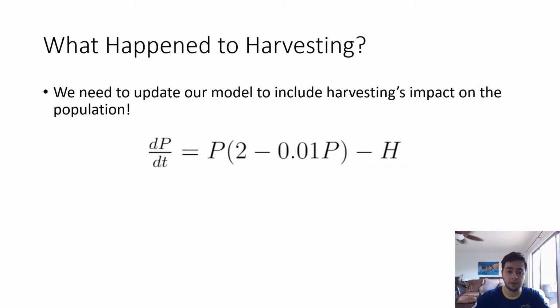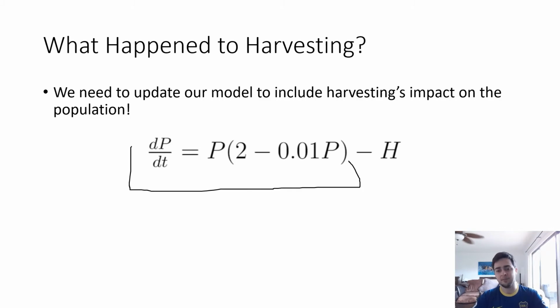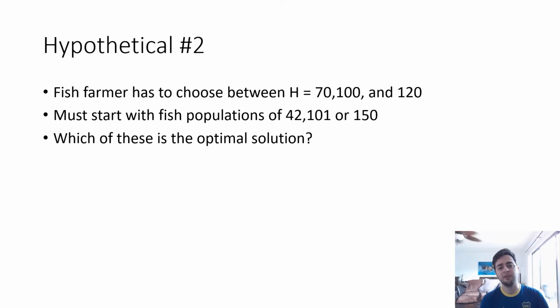So here we're going to update our model, and you'll notice that this is exactly the same differential equation that we had before, except we just changed the y into a p just to make it different. And this part right here is the only change. We're subtracting h. H here is a constant, and it represents the annual harvest of the year. So it's a very simple model to show a more realistic version of what will happen once we increase our activity on the pond.